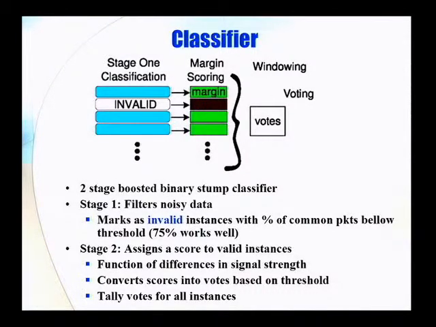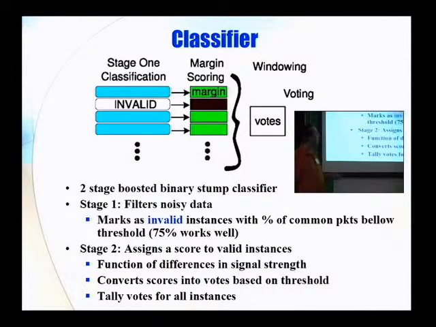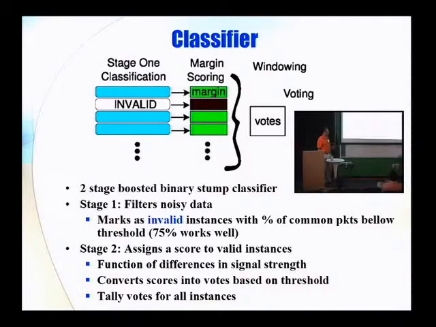It's a two-stage boosted binary stump classifier. The first stage basically filters out noisy data, and it looks at the proportion of packets that we have in common. If there are too few packets in common, it marks that particular instance as invalid, and we don't take it into account anymore. In practice, what we've seen is that if you set a threshold of 75%, it works pretty well.